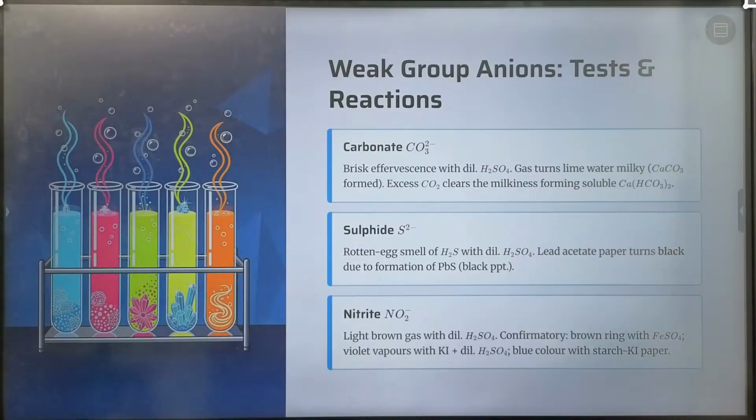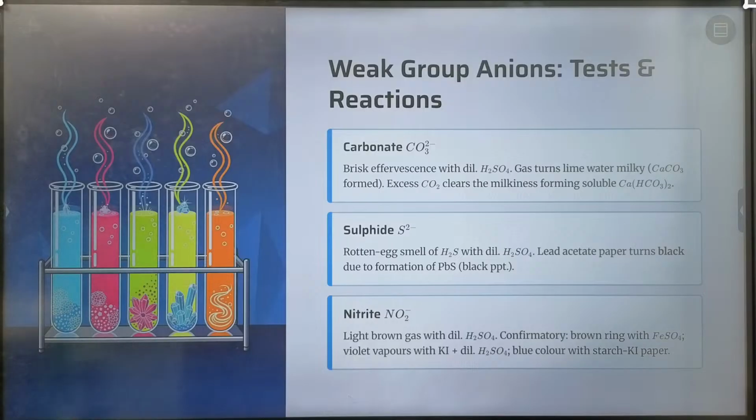So why does it actually dissolve? A larger amount of carbon dioxide is passed, which forms calcium bicarbonate, or calcium hydrogen carbonate, and that calcium bicarbonate is soluble in water. That is why the milky white precipitate starts to disappear. So this is the confirmatory test for carbonate.